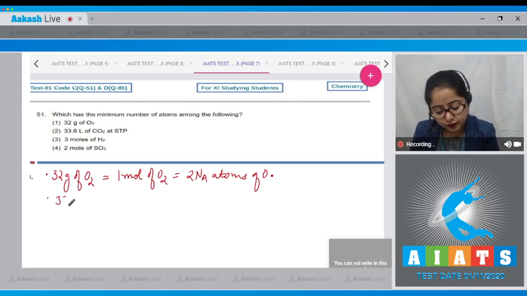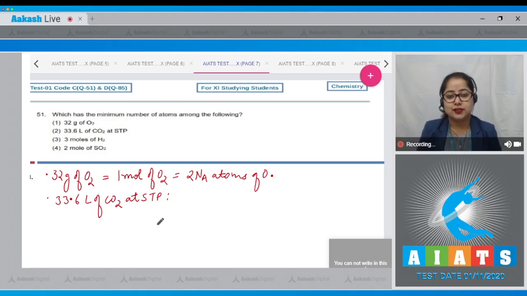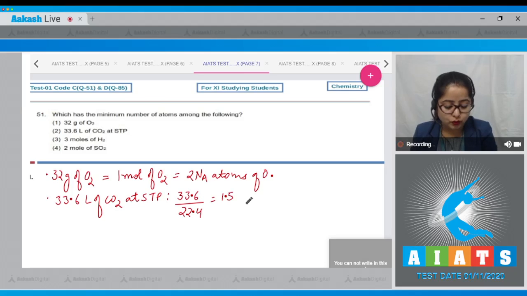Next we have 33.6 liter of CO2 at STP. Students, we have already discussed that the volume of 1 mole of a gas at STP is 22.4 liter. So if we are given the volume of a gas at STP, we can calculate the number of moles by dividing the volume by the molar volume. So the number of moles is equal to 33.6 divided by 22.4, which is equal to 1.5 moles of CO2.